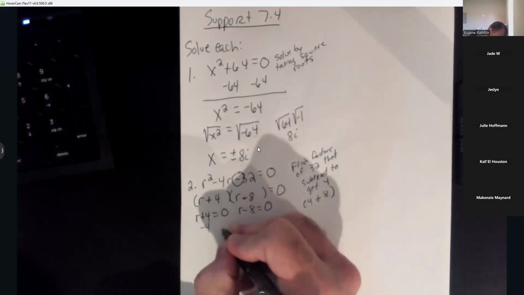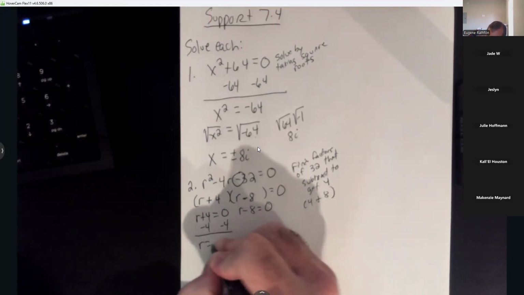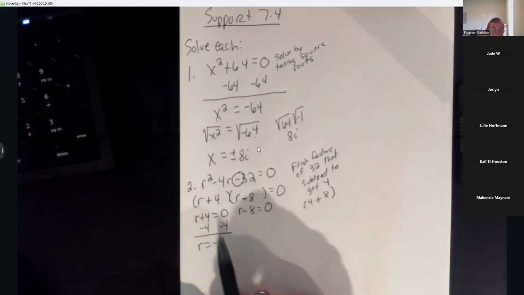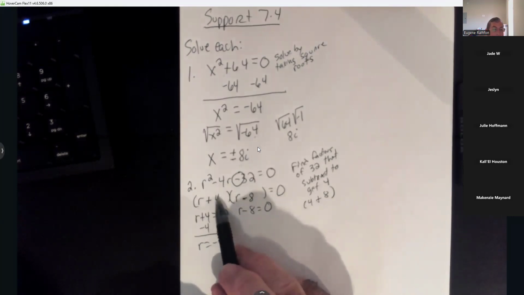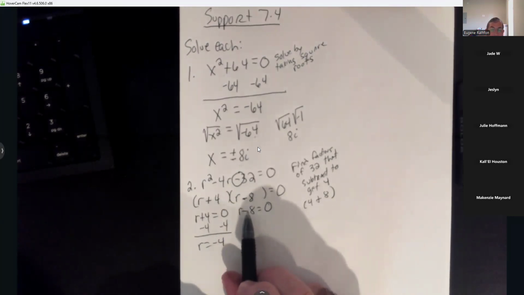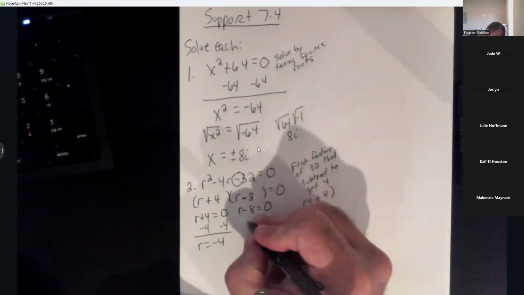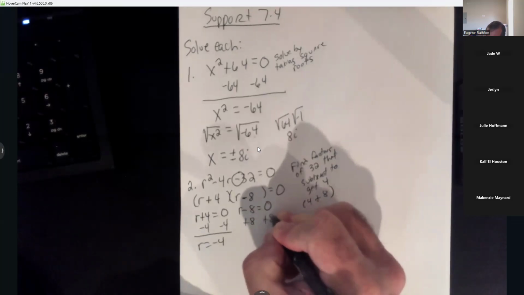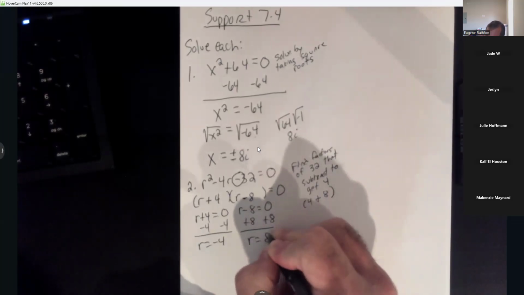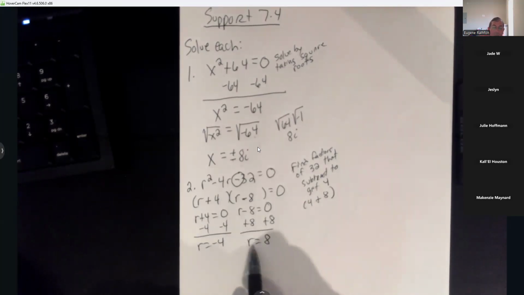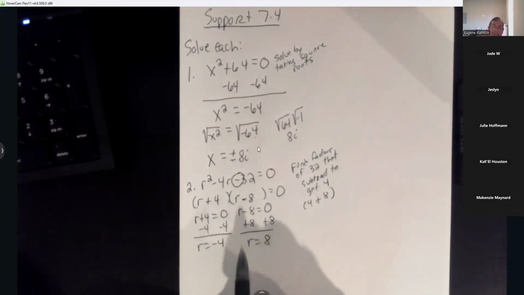All right, now to finish this, you set both of them equal to 0, remember? So the first one, I subtract 4, and r is a negative 4. So the answer has the opposite sign of the factor. And here, since it was r minus 8, to solve it I would add 8, and I get a positive 8. So when you're solving them, all you're doing is changing the signs up here, okay?